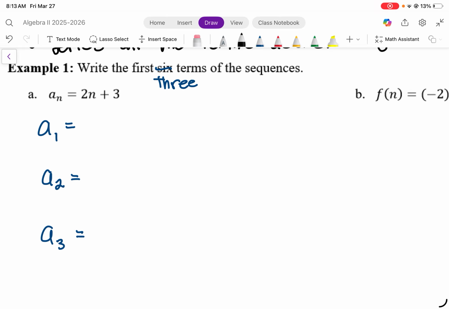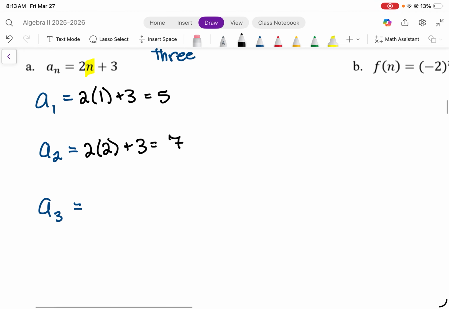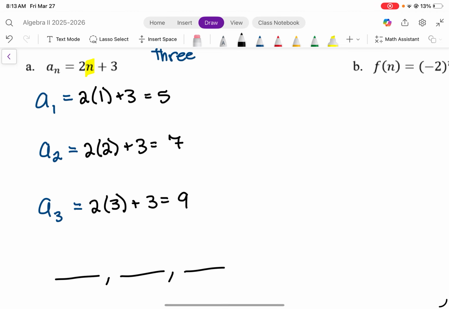So when we have a sub 1, that just means we're replacing n in the rule with a 1. So we'll have 2 times 1 plus 3, and that's going to equal 5. Same thing for a sub 2: we substitute a 2 in for n and evaluate, and this one equals 7. Then for a sub 3, we substitute in a 3 and evaluate, and that gives us 9. So the first 3 terms of this sequence are 5, 7, 9.